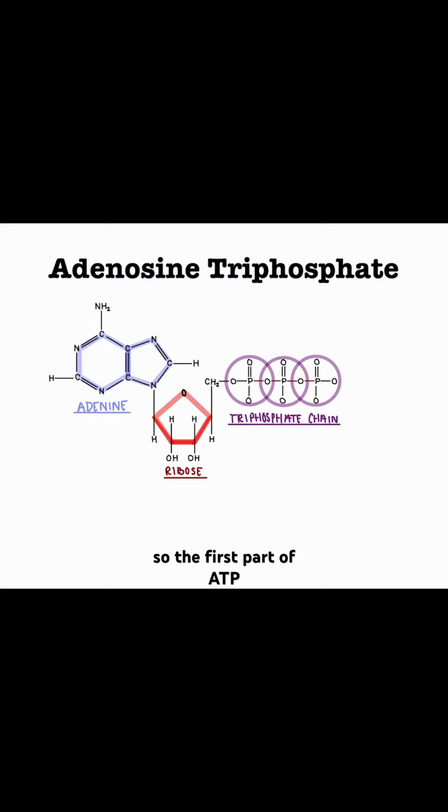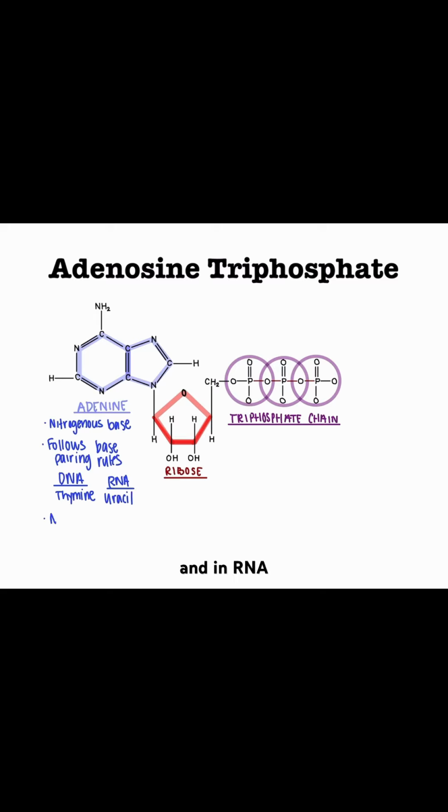The first part of ATP that we're going to talk about is a nitrogenous base, and this base tells us a lot about its structure. Because we see a double-ringed system, we know that it's a purine, specifically adenine. Adenine plays a really important role in nucleic acids and follows standard base pairing rules. That means that in DNA, adenine will pair with thymine, and in RNA, adenine will pair with uracil.